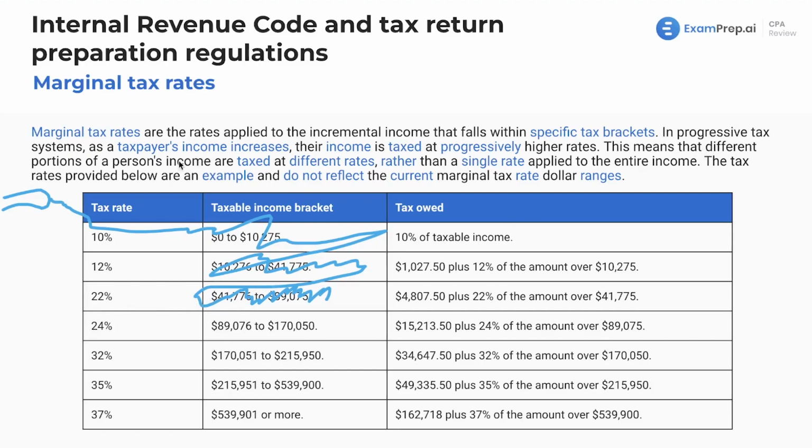Now, in progressive tax systems, as a taxpayer's income increases, their income is taxed at progressively higher rates. This means that different portions of a person's income are taxed at different rates rather than a single rate applied, right? As compared to what I used to think it was back in the early days of college. The tax rates below are an example, and these do not reflect the current rate or dollar ranges. This is just for you to get a visualization.